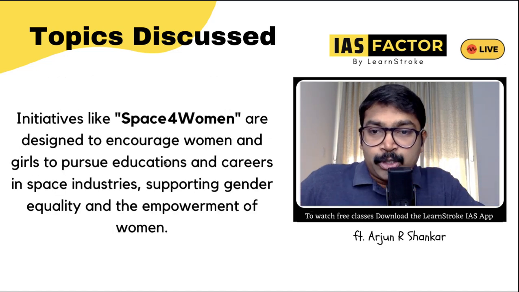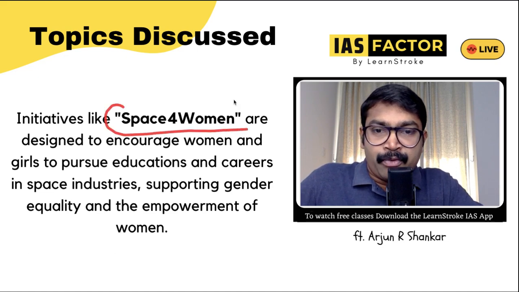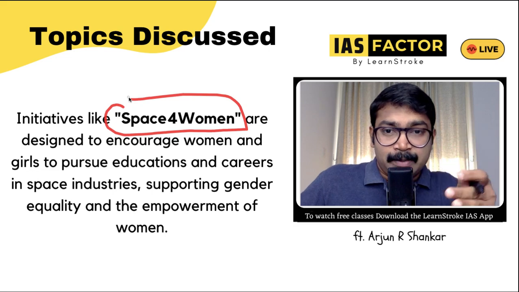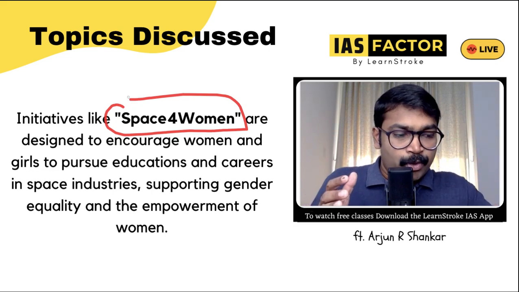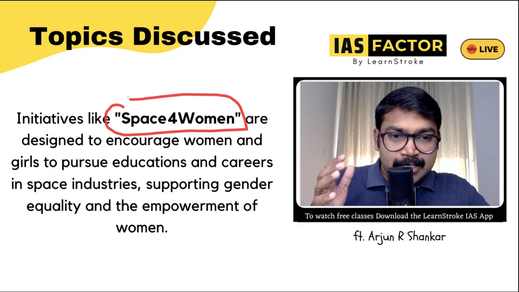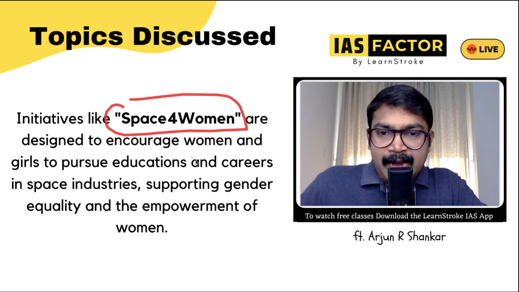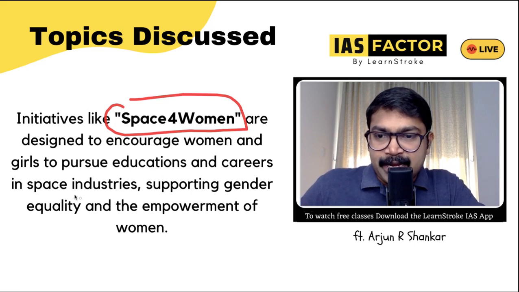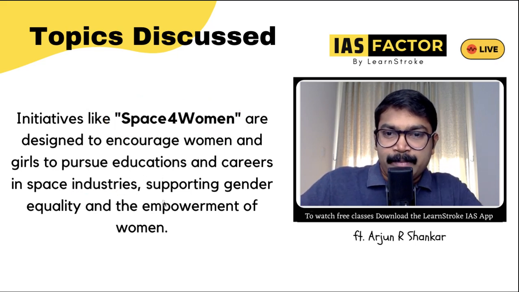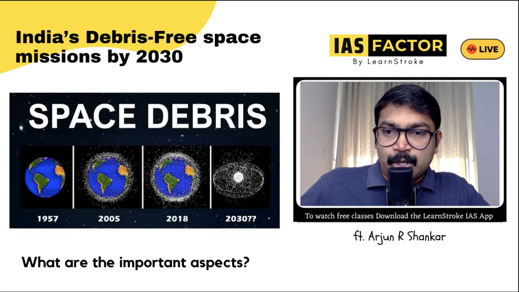Another important thing is called Space for Women. All this can be asked in the prelims. Space for Women, UN-SPIDER program, ICG, Access to Space for All program. Everything is part of UNOOSA. It encourages women and girls to pursue education and careers in space industries. So Space for Women is also part of UNOOSA. So that is all regarding this.